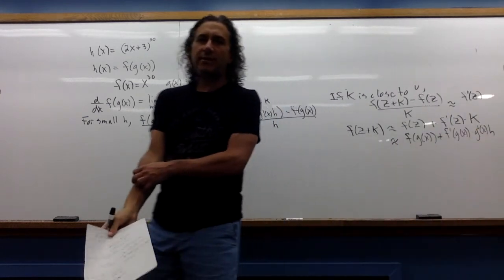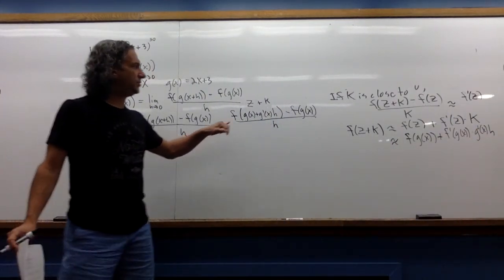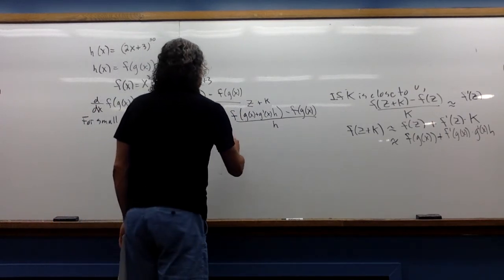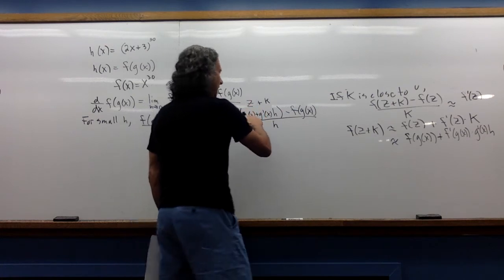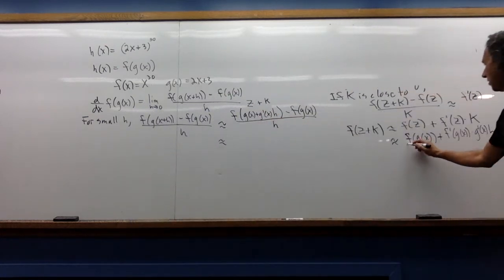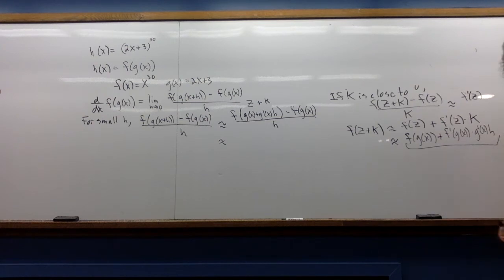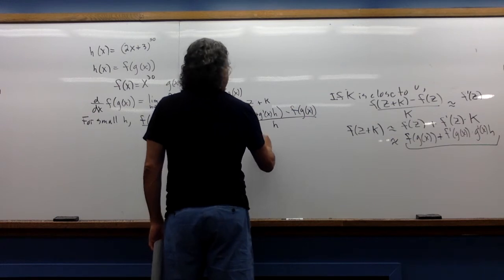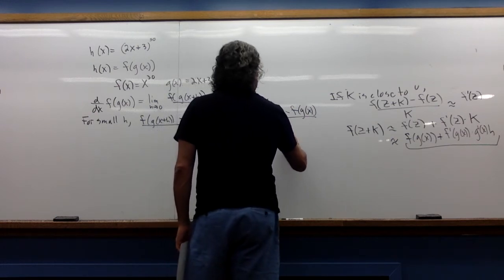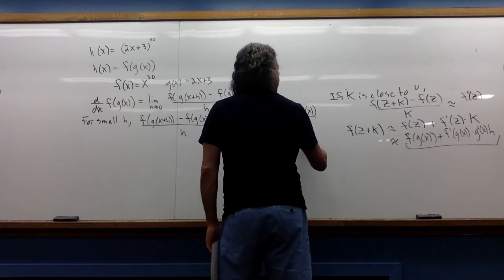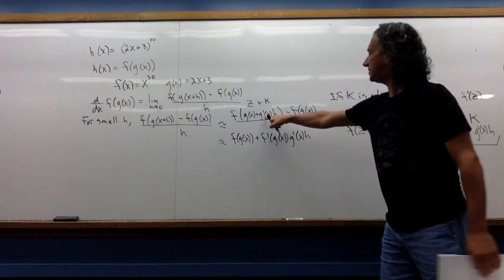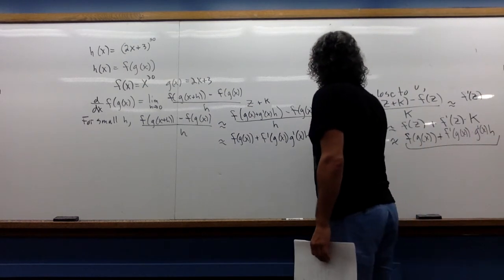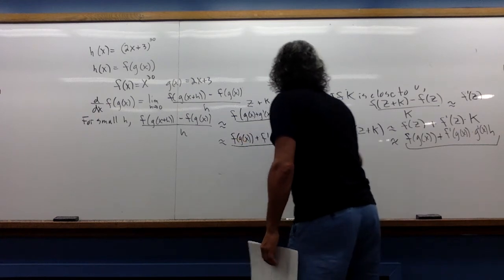So you might need to pause the video at that step. That step's always a little bit challenging for students to match up the z's and the k's. Make sure you believe that, because if you believe that, then I can substitute f of g of x plus g prime of x times h with this guy. So I get f of g of x plus f prime of g of x, I'm just copying it down, times g prime of x times h. So that's this piece over here. And then I'm going to subtract off f of g of x all over h.